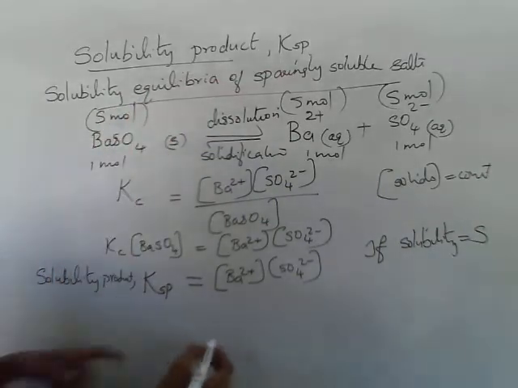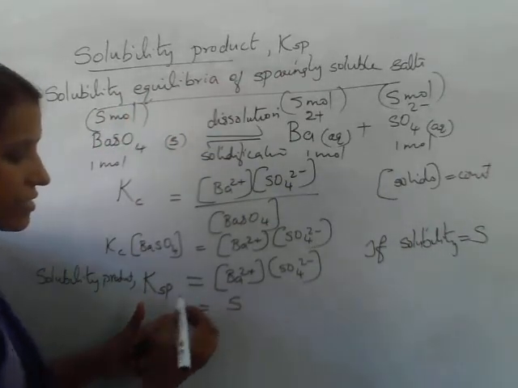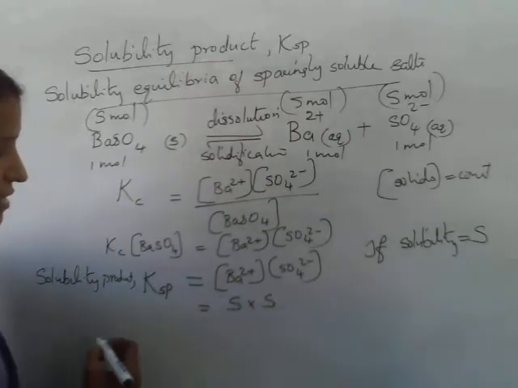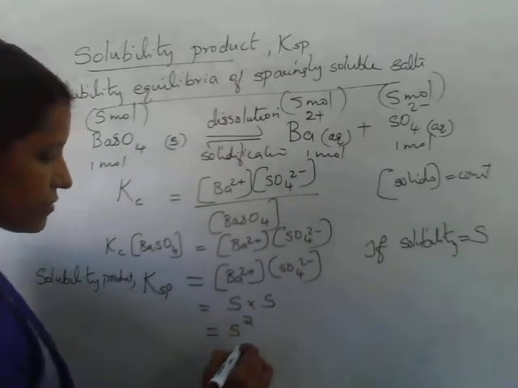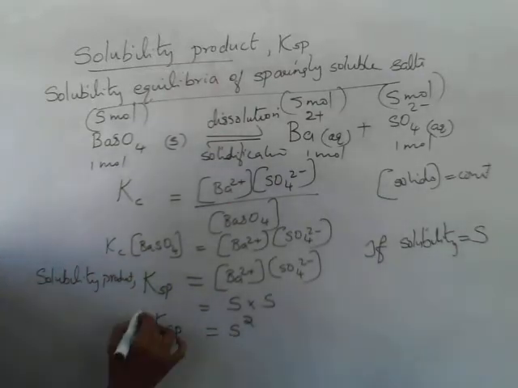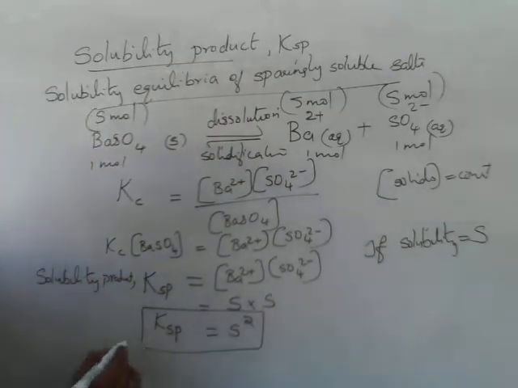That is, the concentration of barium 2 plus ion will be S, into the concentration of sulfate ion, which also will be S, which is equal to S square. That is, the solubility product KSP is equal to solubility raised to 2 for barium sulfate. This is for barium sulfate only.